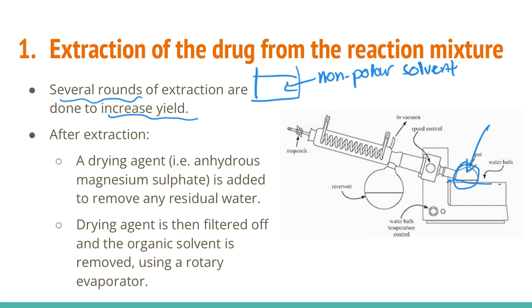We'll also put in a drying agent. This is usually anhydrous magnesium sulfate, and that's just added to get rid of any residual water. Then the drying agent is filtered off as well, and the organic solvent is removed using this rotary evaporator.